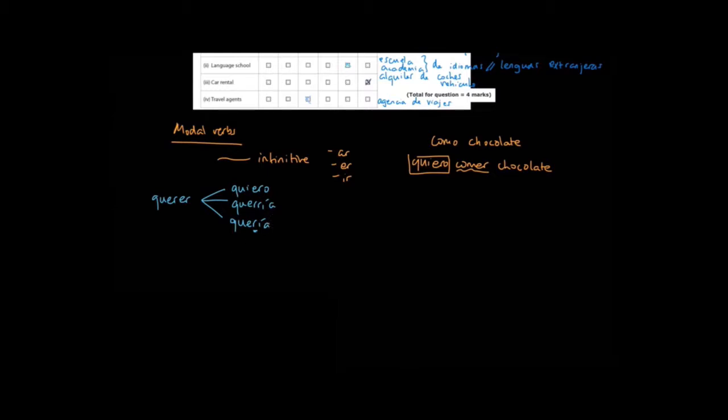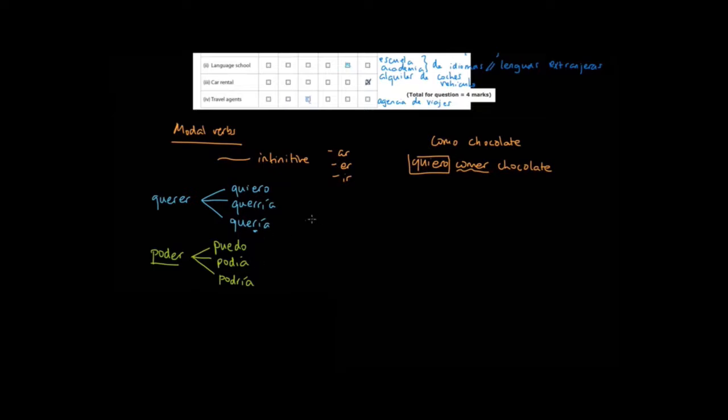Another one of these verbs is the verb poder, to be able to. Okay, poder, to be able to, and we will find it often as puedo, I can, or as podía, I could or I was able to, or as podría, I would be able to.